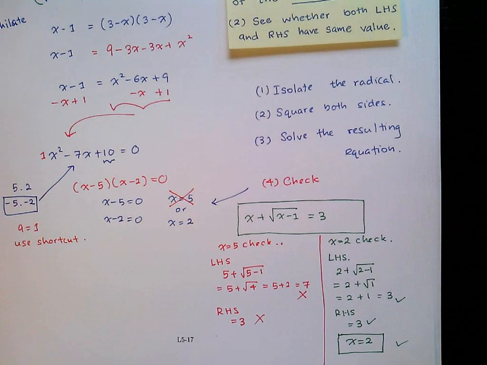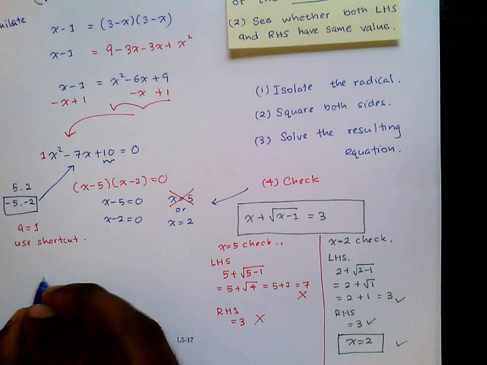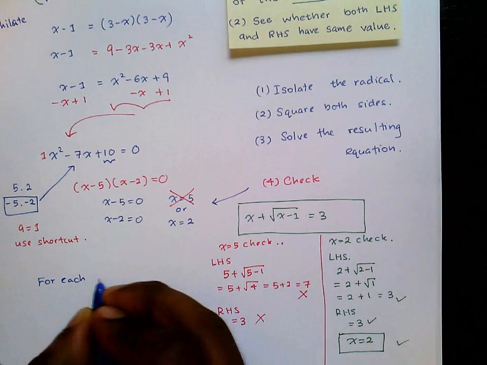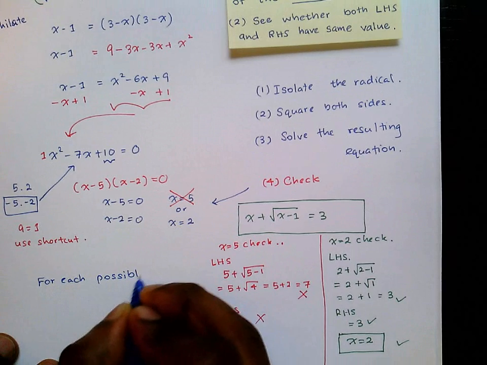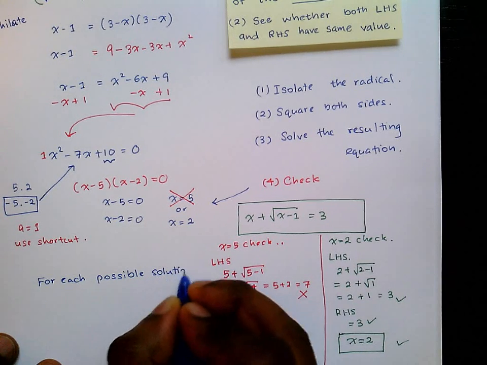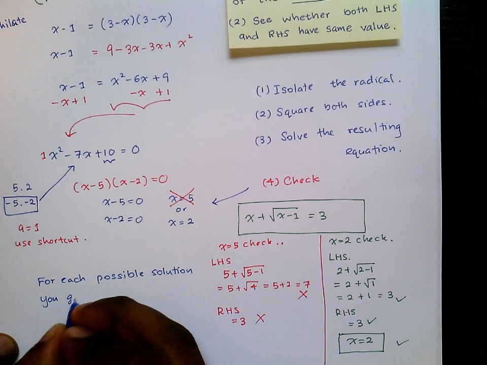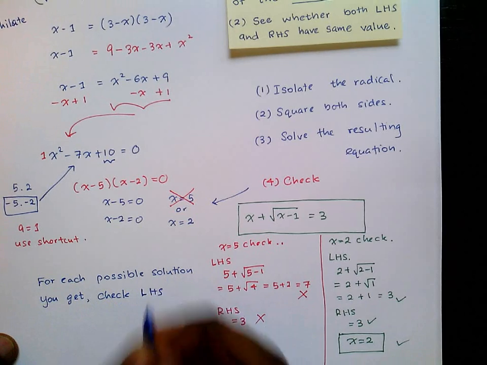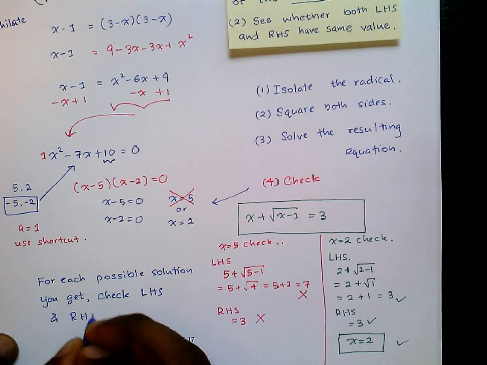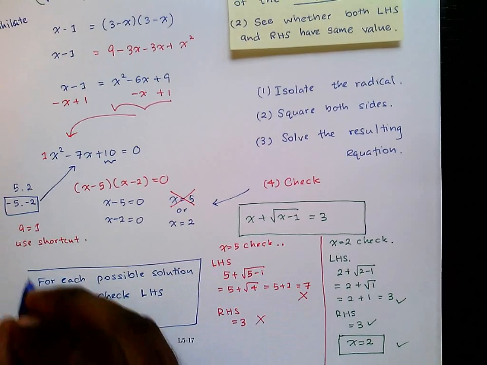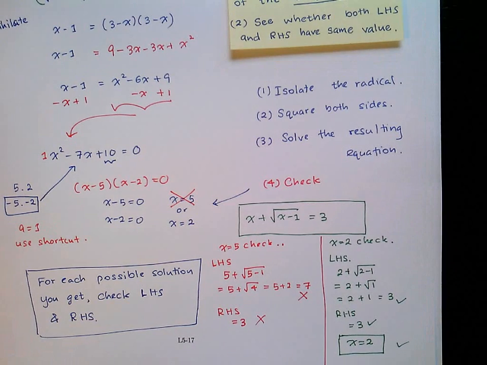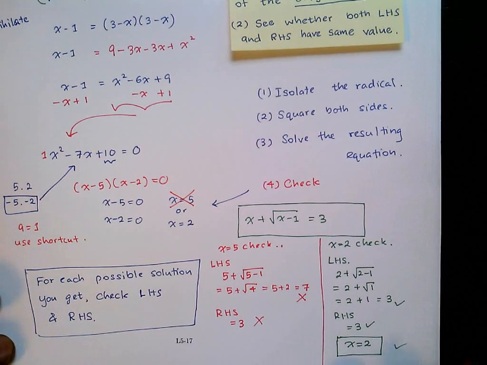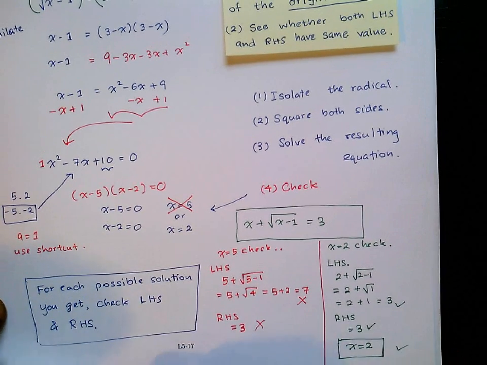So that's how we check it. For each possible solution you get, you will have to check both the right hand side and the left hand side. So that's how checking works in radical equations. Okay, now let's move on to one more example.